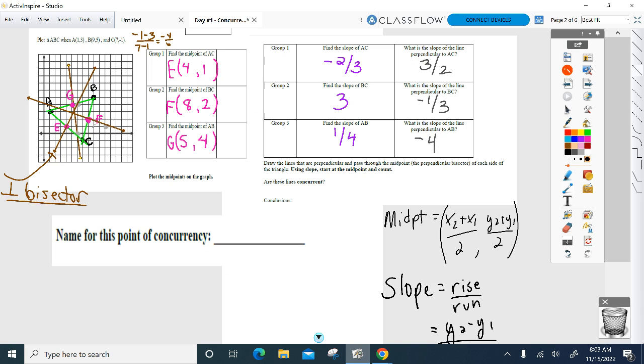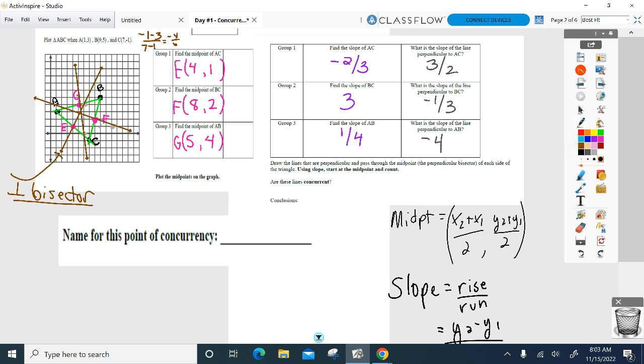Okay, they all intersect. I want to get better than that, though. We have a word, Nate. They all intersect. They're all, there you go, concurrent. Everyone see that? They're all concurrent. So, conclusions. You guys have a little spot to write a conclusion. Are these lines concurrent? Darn right they are. Yes.